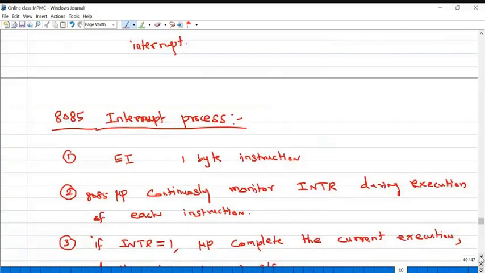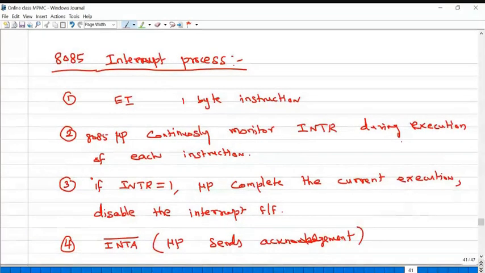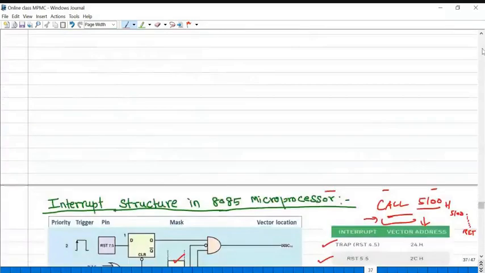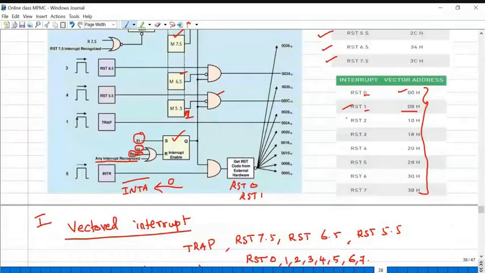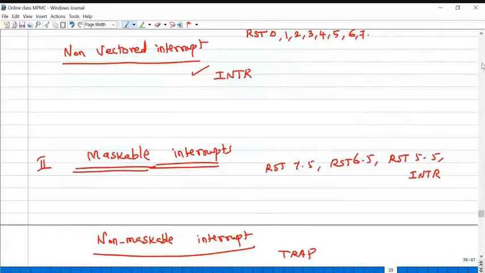So you have to read the questions carefully first. Draw the 8085 microprocessor interrupt structure. Then you go to this particular diagram, draw this diagram, explain the vector address, and describe what you mean by vectored interrupt and non-vectored interrupt. Okay, INTR is a non-vectored interrupt.